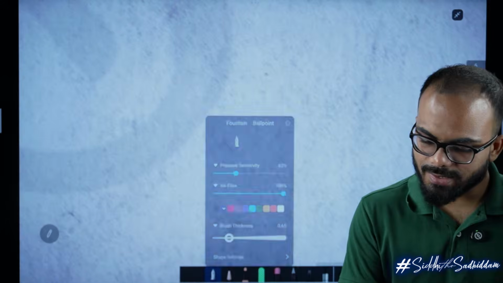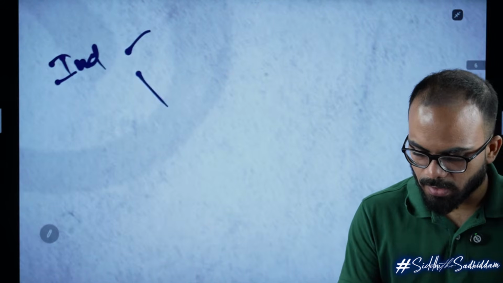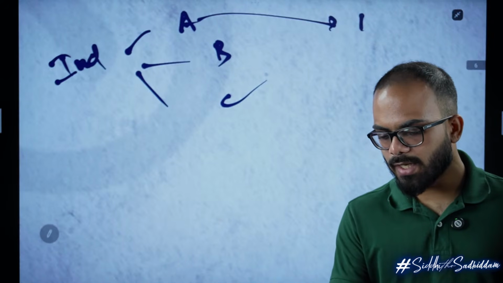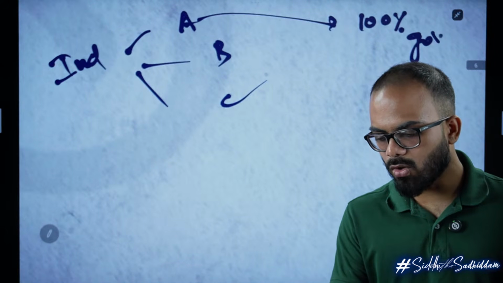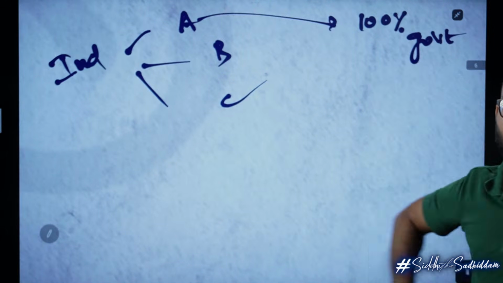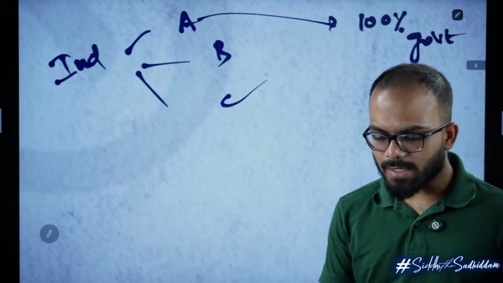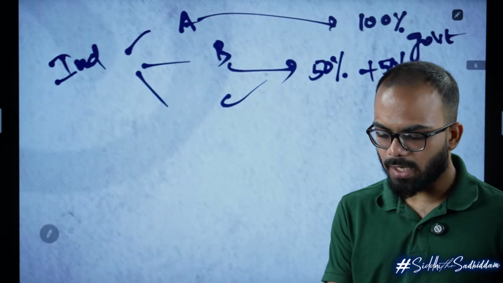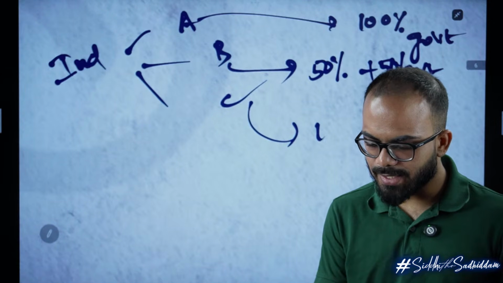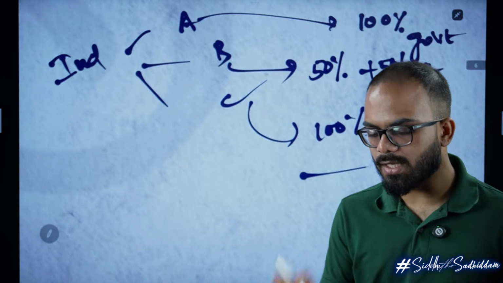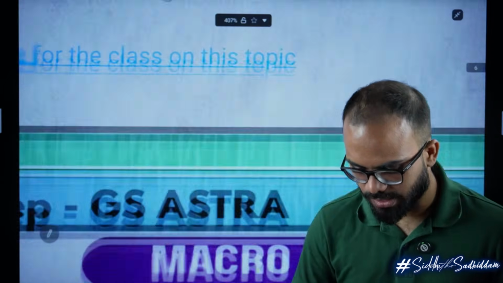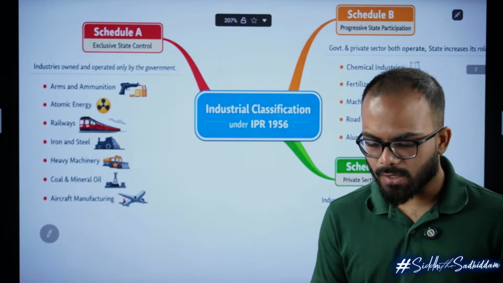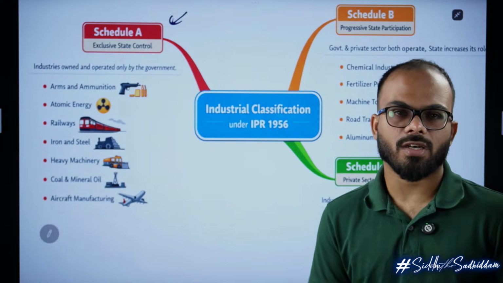For example, they said all industries will be divided into three parts, A, B, C. And they said in one group it is 100% government, only government, no private player is allowed to come into A category. Then they said B category, where there is, let's say, 50% government and I will allow 50% for private. And C category, they said it is 100% private. This is the industrial classification which we have to study now. So there are three types of industrial classifications that happen. They are called schedules.